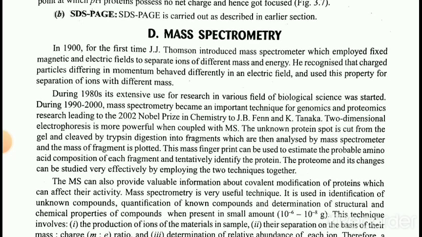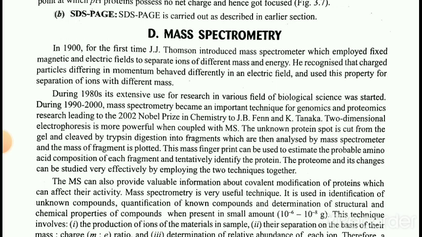During the 1980s, its extensive use for research in various fields of biological science started. During 1990 to 2000, mass spectrometry became an important technique for genomics and proteomics research, leading to the 2002 Nobel Prize in Chemistry to J.B. Fenn and K. Tanaka. Two-dimensional electrophoresis is more powerful when coupled with MS.